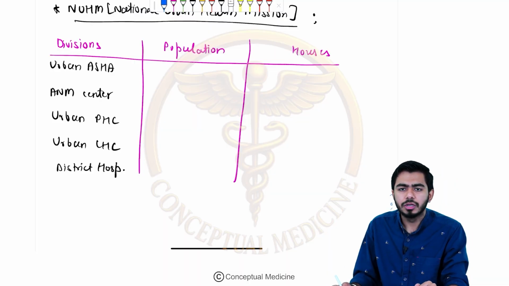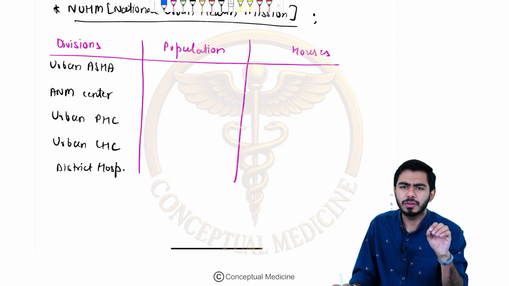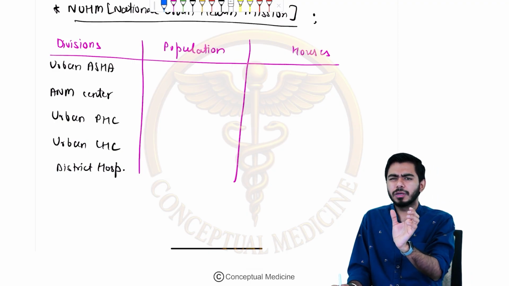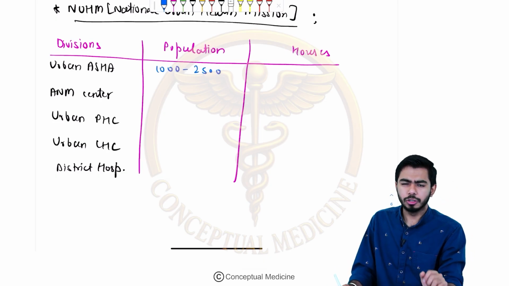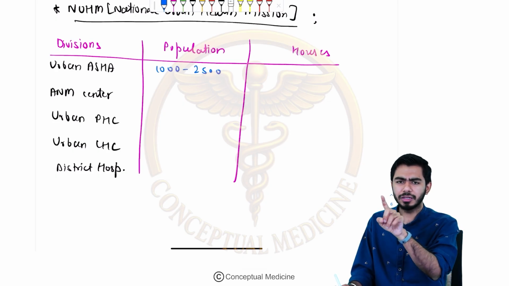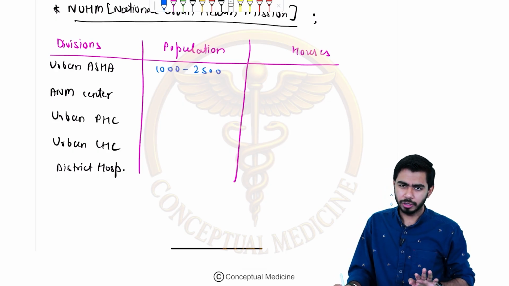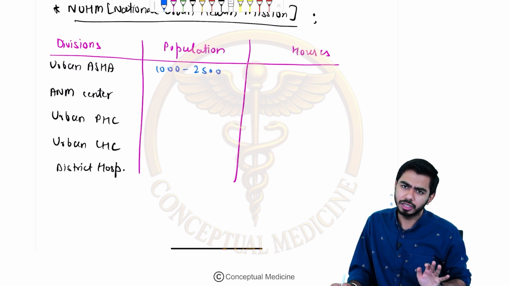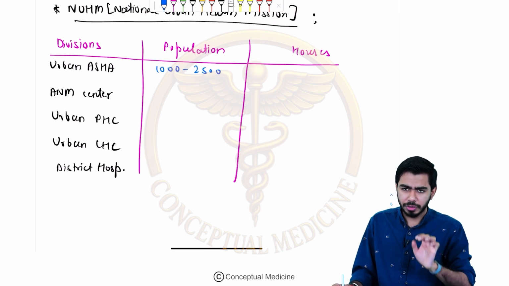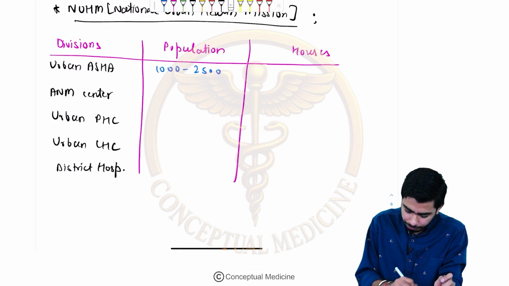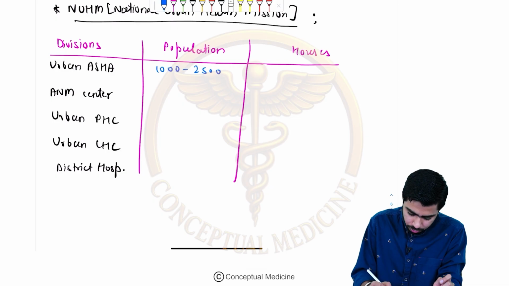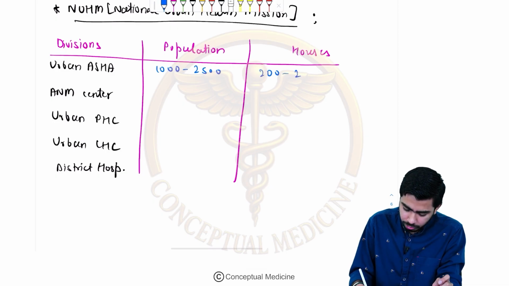So for example, the urban ASHA takes care of a somewhat bigger level. 1000 to 2500 people, they are usually catering to, right? Usually we consider that one house will have 5 members. So you just need to divide by 5 and you will get the number of houses they might be catering to. How many houses should they be visiting? 200 to 500 houses, right?